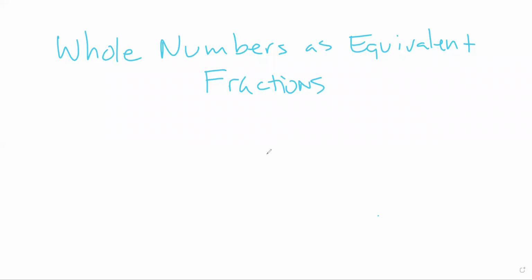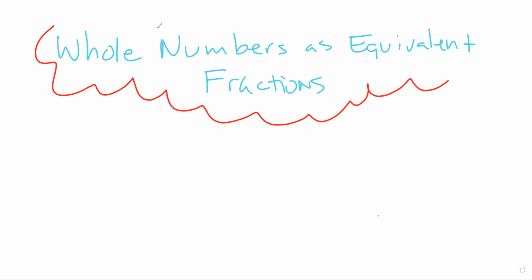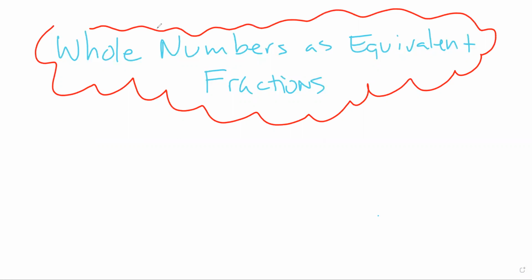What's up, y'all? Today we're going to be talking about whole numbers as equivalent fractions. So, just an understanding of how whole numbers and fractions are equivalent, what those look like, what are the pieces, how do we put them together, how do we write whole numbers as fractions, and so on. So let's play around with the little things that we know so far.